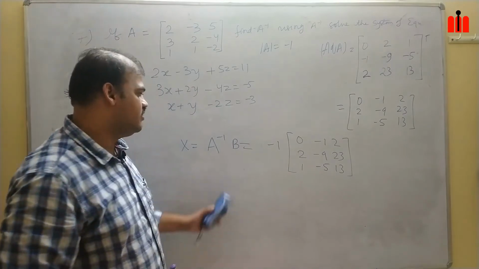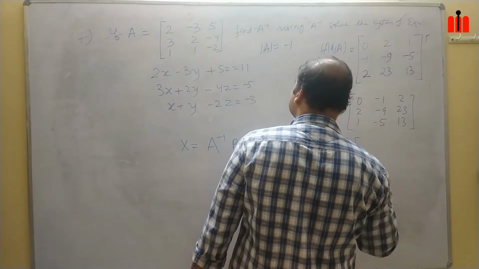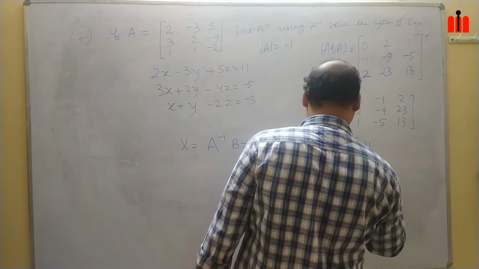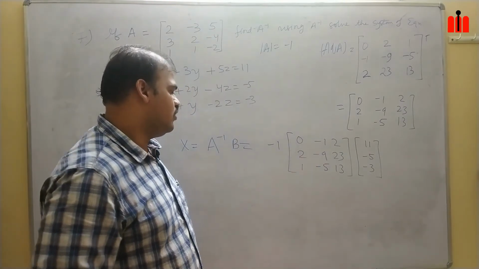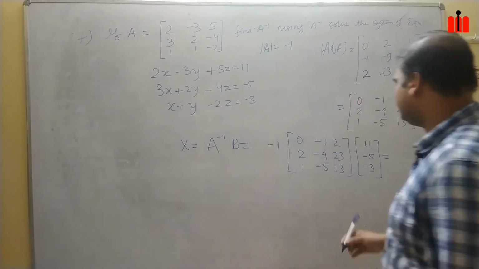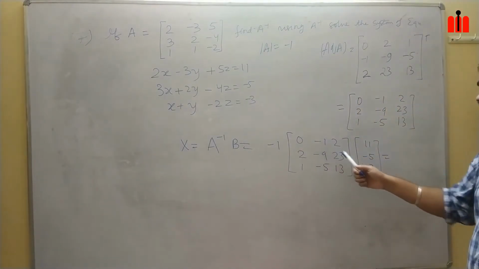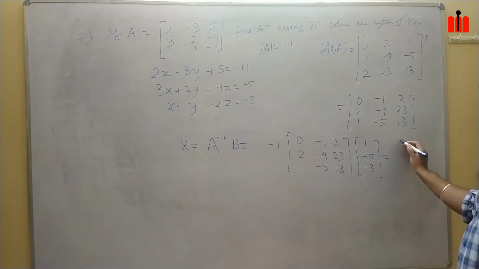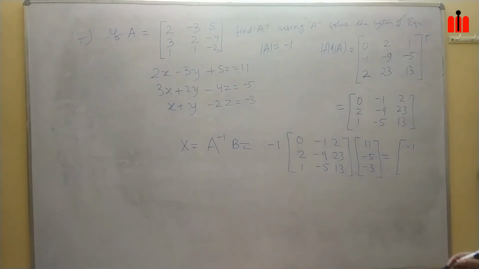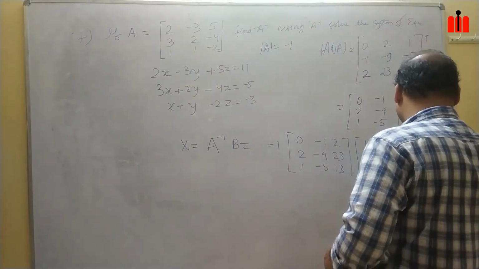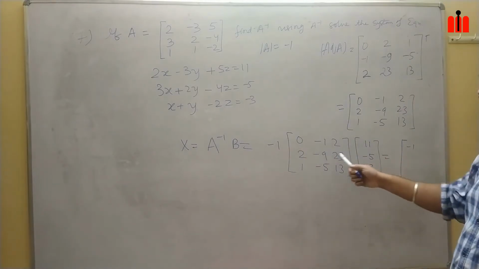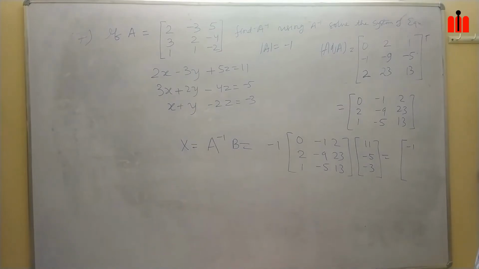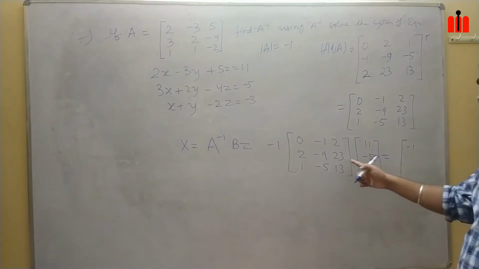After finding the A inverse, we have to multiply it with B. So my B matrix is 11, minus 5, minus 3. Okay, let's do the multiplication. 0 into 11 is 0. 5 minus 6 is minus 1. After that, 22 plus 45 is 67.